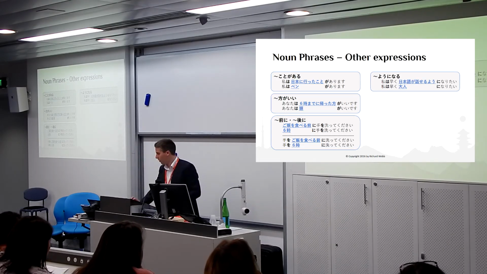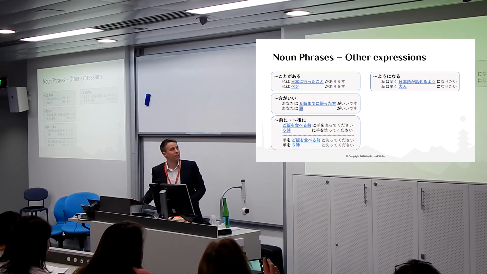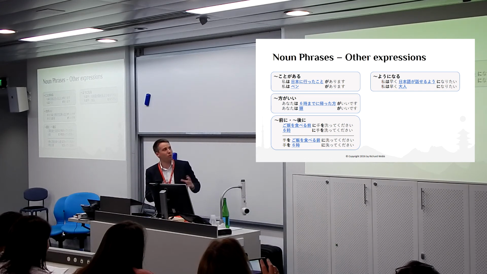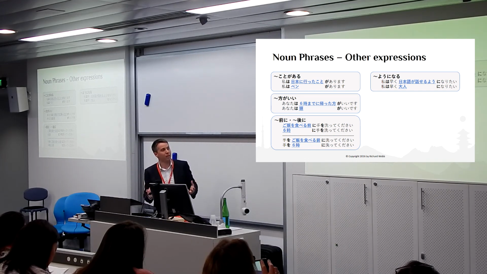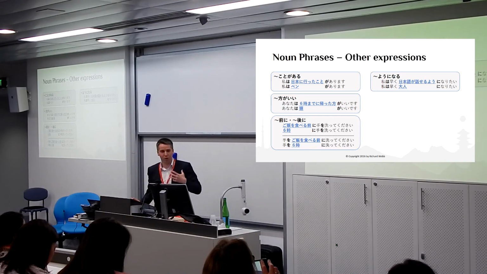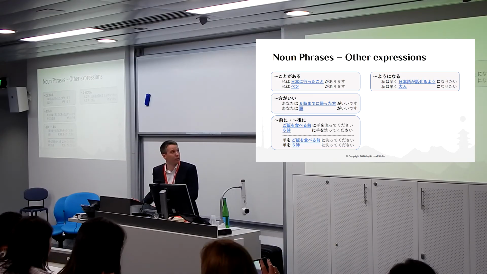So another one is ようになる. 私は早く日本語が話せるようになりたい. 日本語が話せるよう is, I guess, a state of being that I want to become. Just like 私は大人になりたい. Both of these are expressed as nouns, as noun phrases, and are therefore used in a sentence in the same way. And they all fit back into that main model that we had from earlier.